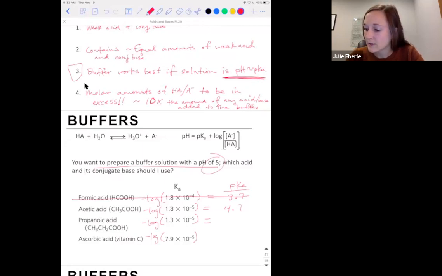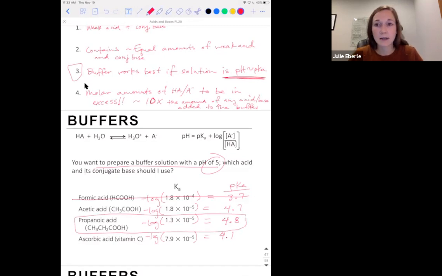Okay, what about propanoic acid? Negative log of 1.3 times 10 to the minus 5. You should have gotten 4.8, as Kathleen said. And then lastly, for ascorbic acid, negative log of 7.9 times 10 to the minus 5, and it says 4.1. So now you just look at these and say which of these numbers is closest to 5, and that is propanoic acid. So that would be the weak acid and conjugate base system you'd want to choose to make a buffer here.